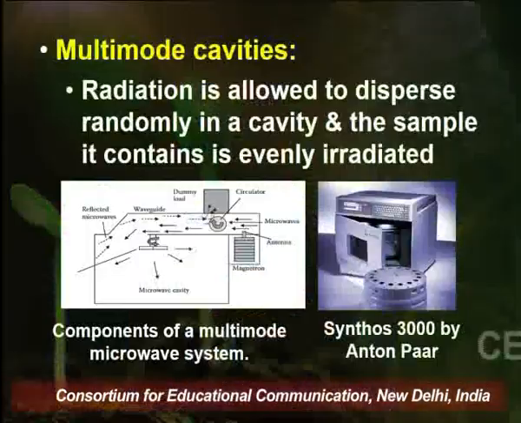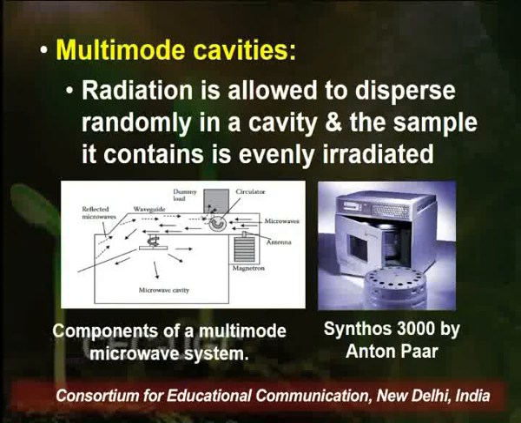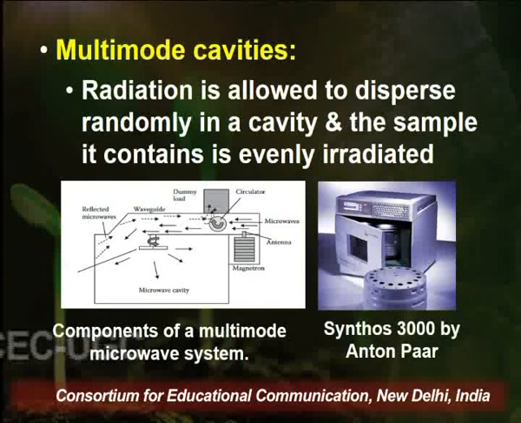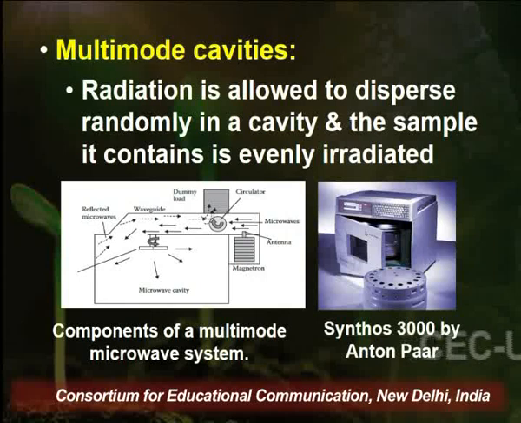Now we move on to the multimodal cavities. As their name indicates, multimodal means the waves do not travel in a one directional manner. So radiation is allowed to disperse randomly in the cavity and the sample it contains is evenly irradiated. So you can see the magnetron picture on the left; the magnetron produces the microwaves.